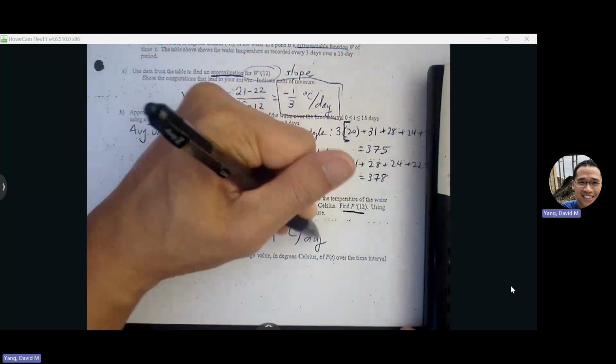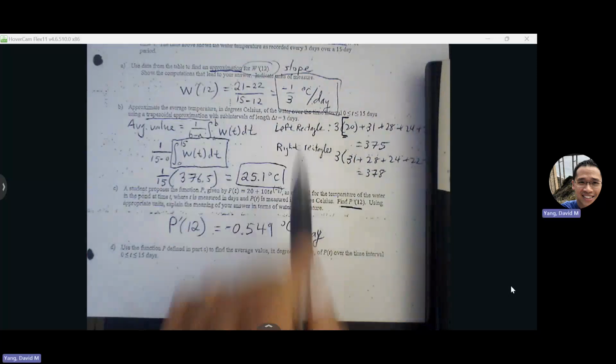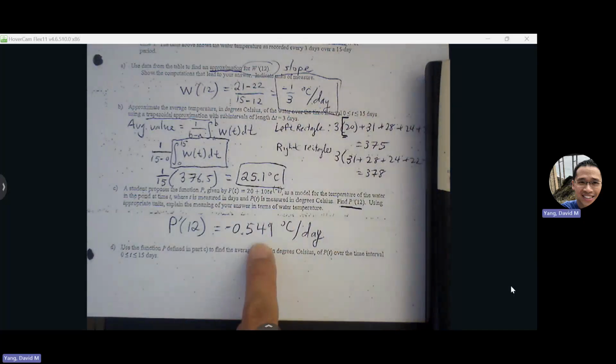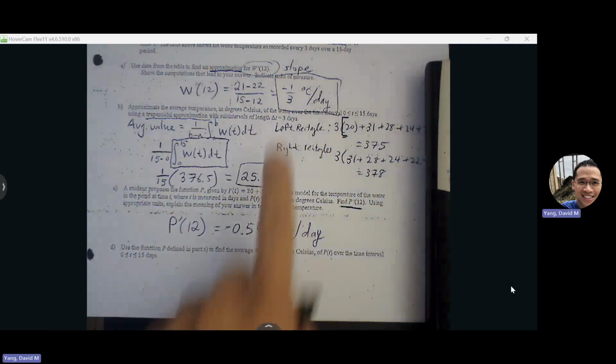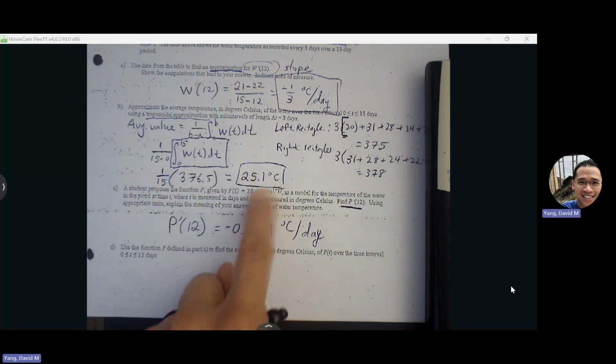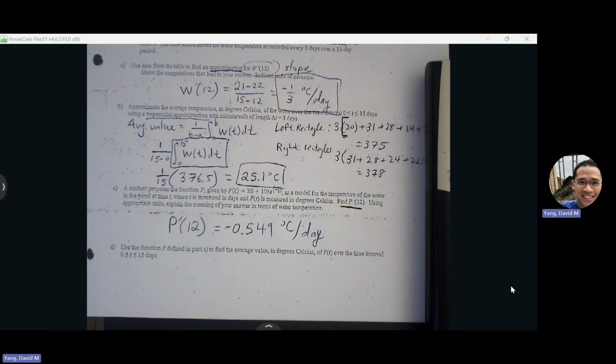I mean, it is still talking about the same moment in time. It's just more accurate. So temperature is still decreasing by less than 1 degree per day, but this is negative 1/3. This is a little better here, negative 0.549. Supposedly more accurate because we have a function that is accounting for all the different moments in time besides just every 3 days.